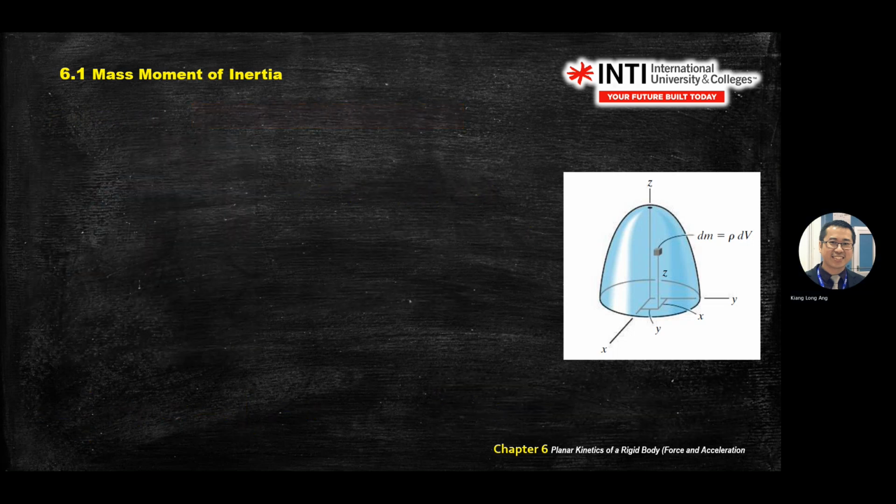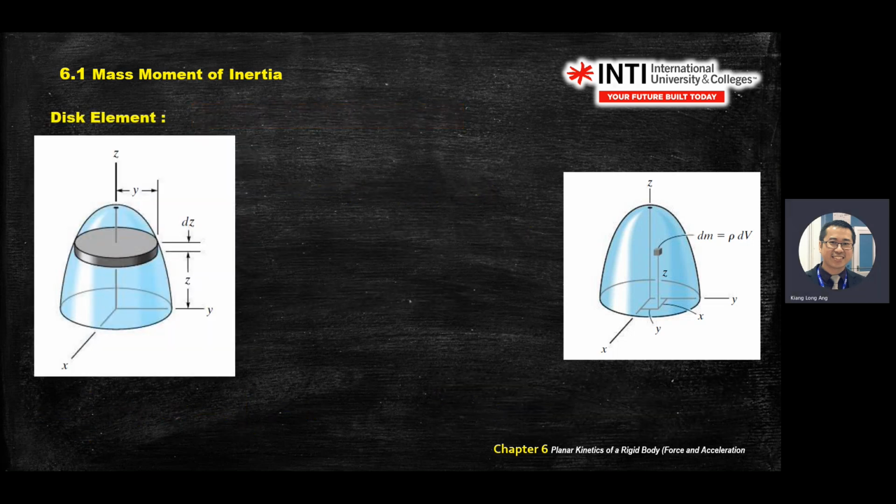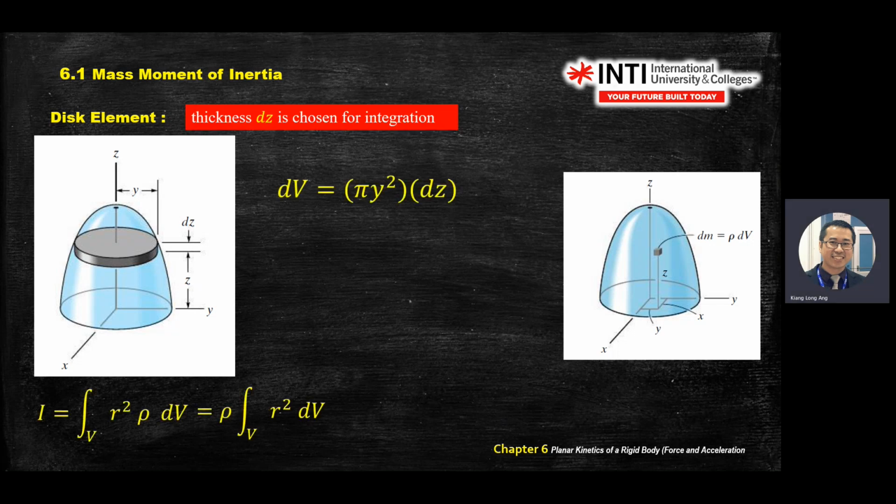Another one, same object, but now you're using this element. How do you calculate the volume of this? Pi r squared times dz. But is there any r here? Okay, pi y squared multiplied by dz. So your dV equals pi y squared dz.